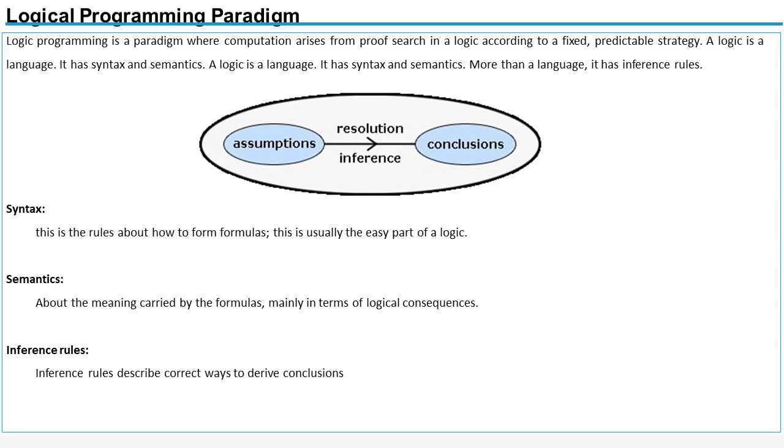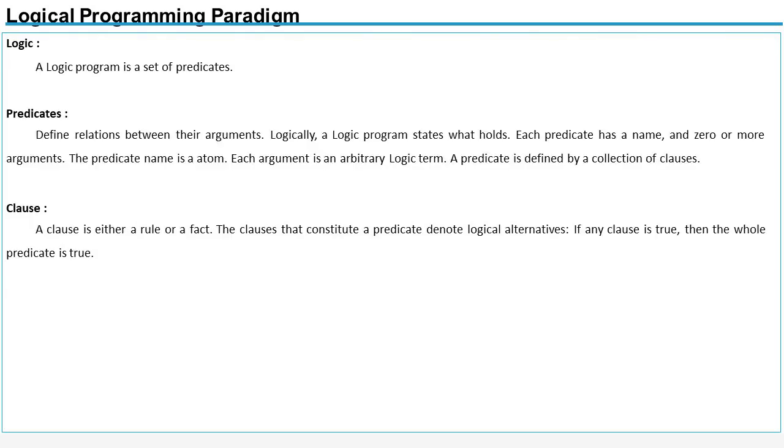Inference rules. Inference rules describe correct ways to derive conclusions. So based on the resolution and inference, we get a conclusion. Logic. A logic program is a set of predicates. Predicates define relations between their arguments.